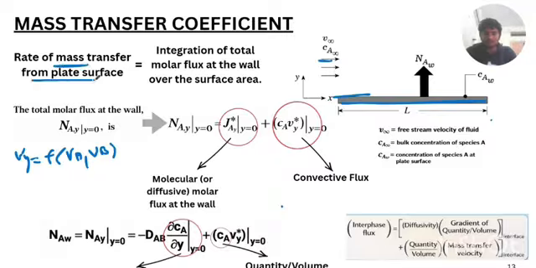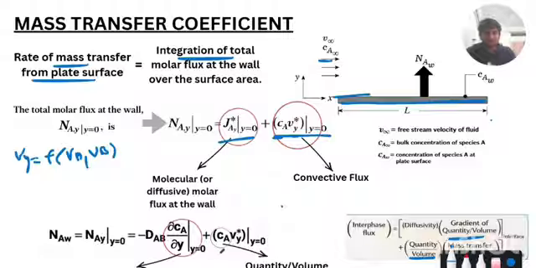Rate of mass transfer equals the integration of the total molar flux over the entire surface area of the plate. The total molar flux equals the total flux at the interface, which equals the molecular flux plus the convective flux. Molecular flux equals quantity per unit volume into mass transfer velocity. Here the quantity per unit volume is the concentration and the velocity is Vy star. The equation of total molar flux becomes minus DAB dCA by dy at y equals 0 plus CA into Vy star at y equals 0.